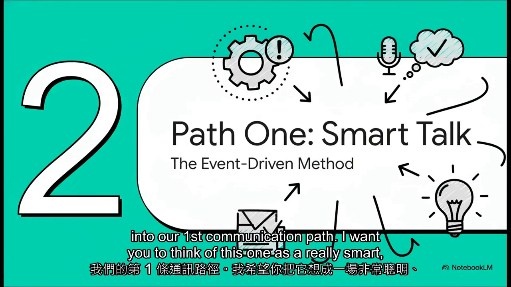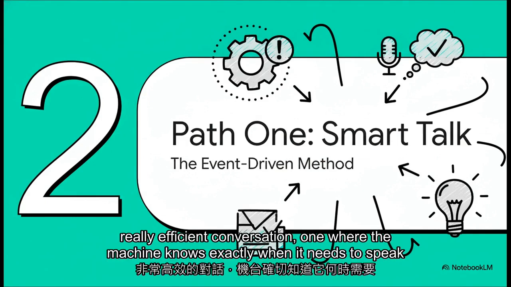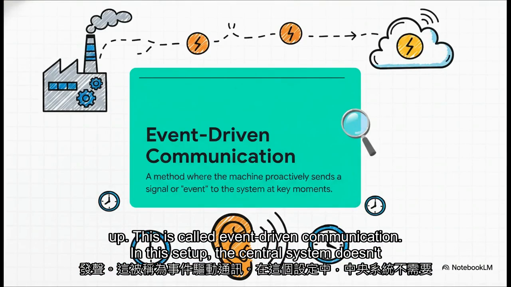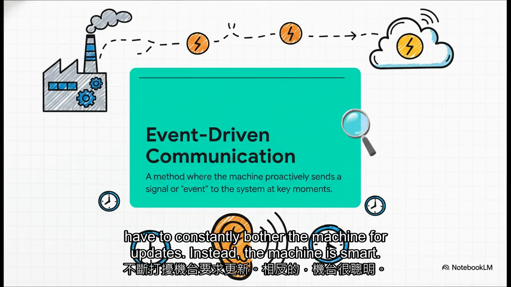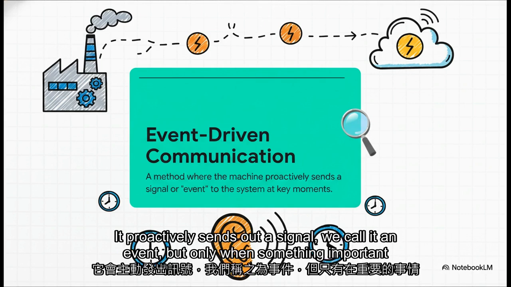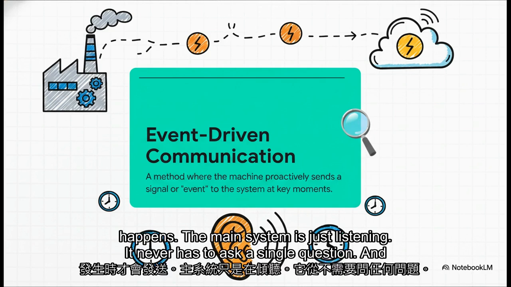Okay, let's dive into our first communication path. I want you to think of this one as a really smart, really efficient conversation, one where the machine knows exactly when it needs to speak up. So, this is called event-driven communication. In this setup, the central system doesn't have to constantly bother the machine for updates. Nope. Instead, the machine is smart. It proactively sends out a signal, we call it an event, but only when something important happens. The main system is just listening. It never has to ask a single question.